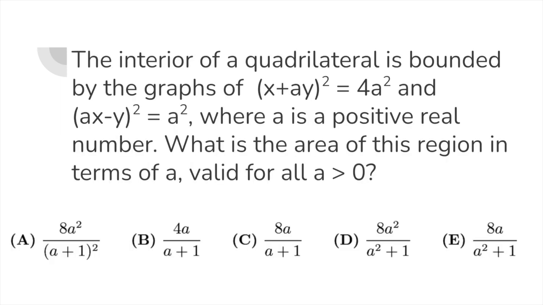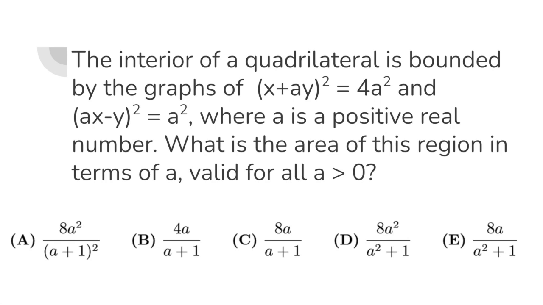The question is, the interior of a quadrilateral is bounded by the graphs of (x plus ay) squared is equal to 4a squared and (ax minus y) squared is equal to a squared, in which a is a positive real number. What is the area of this region in terms of a, valid for all a values being higher than 0? This question is basically asking us to find the area of the quadrilateral formed through the intersections of the two graphs shown here. Let's start by sorting out our equations.